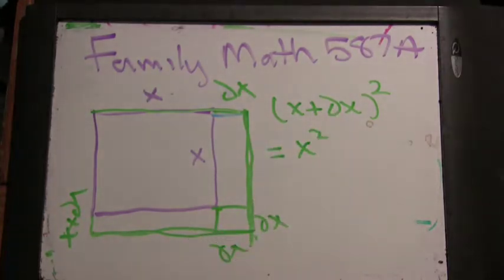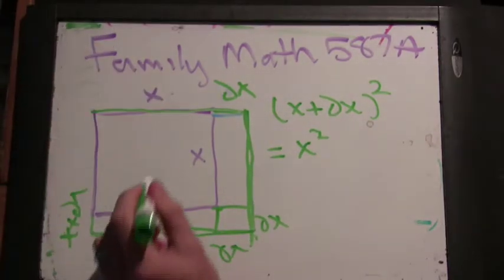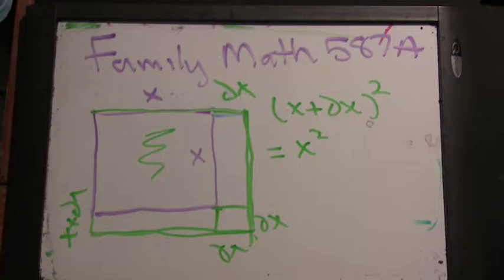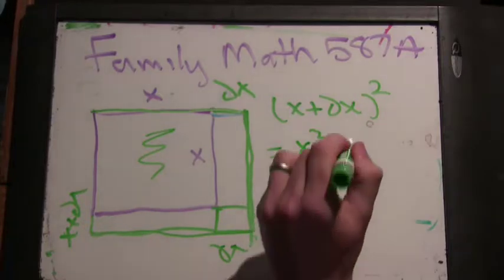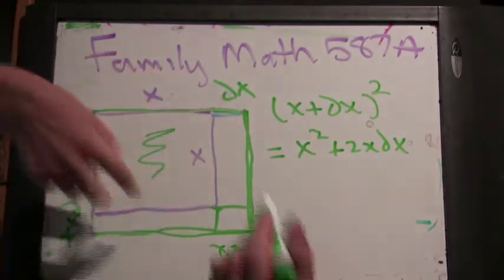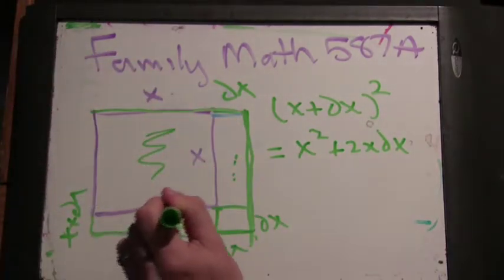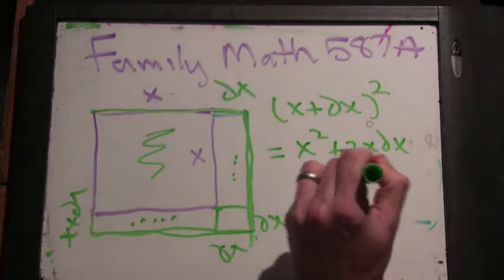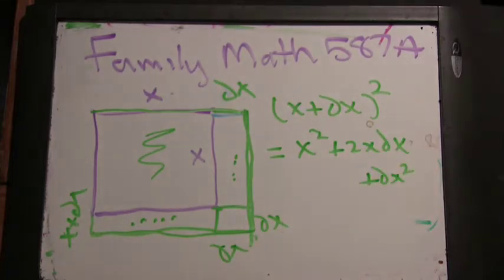Okay, so there's an x squared. Where is that in the picture? This is the x squared. And then we have 2 times x, 2x dx. So plus 2x dx. Where is that? Those two parts here, those two rectangles. And then plus dx squared. Okay, so this is the new area.